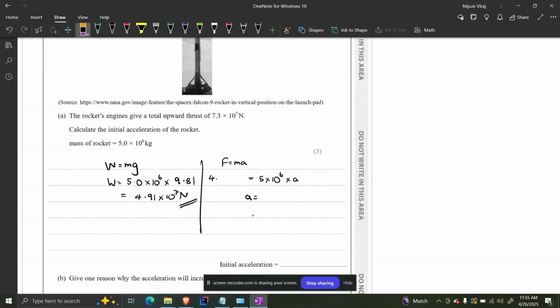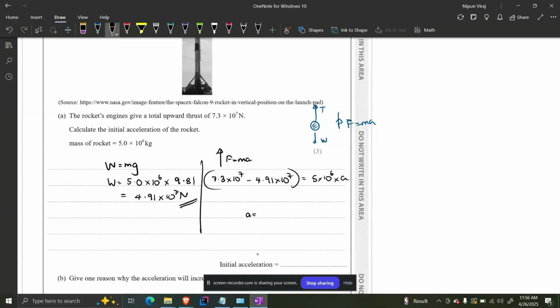There's an upward thrust. Okay, so we have calculated the weight. Now what we should do is apply the equation upwards. Let's say this is a rocket. There is this thrust force and there is this weight. If we apply F equals ma upward, we should get the resultant force which is acting upward. So it is 7.3 into 10 to the power 7 minus 4.91 into 10 to the power 7 equals m, which is 5 into 10 to the power 6, into a. Okay, right.